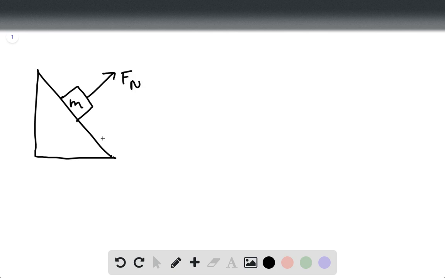So we have, let's just draw this snowball. I'll draw it as a rectangle. It doesn't really matter, it's just some mass. And then we have a force normal perpendicular to the surface of the incline, force of friction opposite of the direction of motion, which is down the incline, and then force of gravity, and theta.